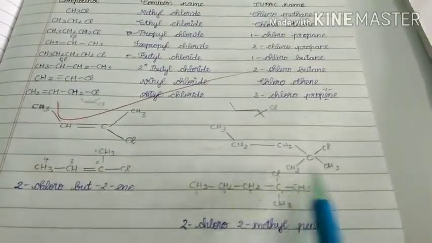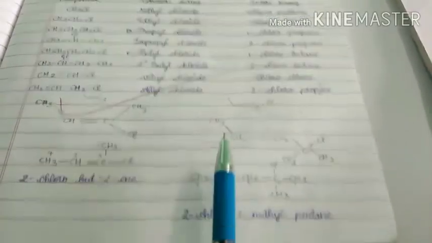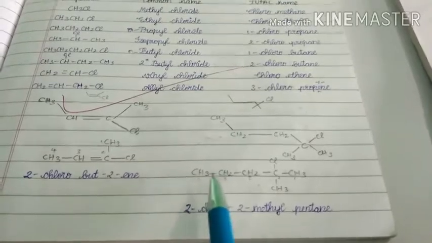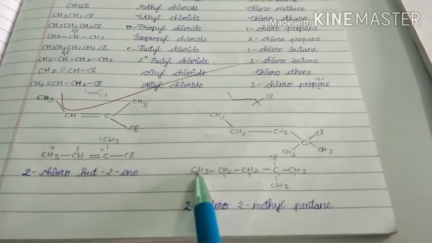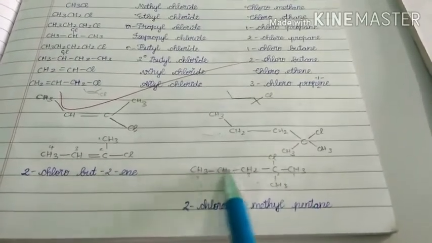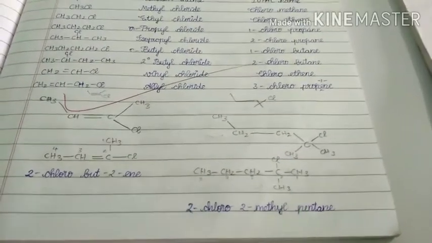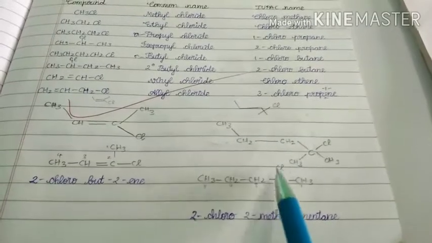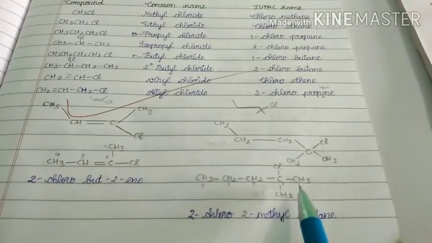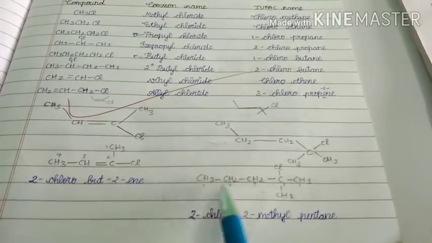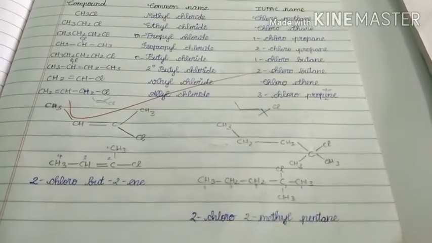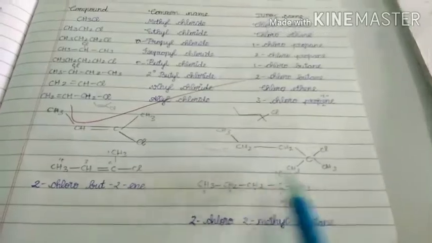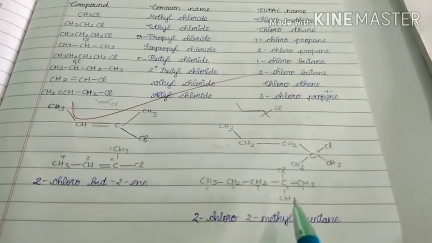After writing like this, we have to write them in a straight manner. After writing in a straight manner, we have to give the name. See, what is the straight chain? First we have to select the straight chain. This is a straight chain, or this is also a straight chain. After selecting the straight chain, we have to give numbers. Numbering is based on substituents. Here substituents are present on the right side, so you have to give numbers from the right side: 1 2 3 4 5. Here there is no double bond and no functional group. So after giving numbers, we have to give the name.